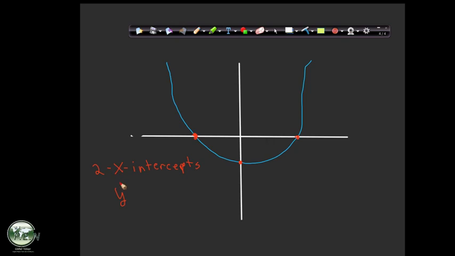Oftentimes there's two. We're going to see sometimes there's actually no X-intercepts because if this U was pushed up, it would never cross. So that's a possibility. There's also a possibility of only having one if it just kisses the graph. We'll take a look at some of those. It'll always have a Y-intercept. And we're going to see that's actually one of the things we'll be able to spot right in the equation itself as well. It's just the value of C. That number by itself is always the Y-intercept.